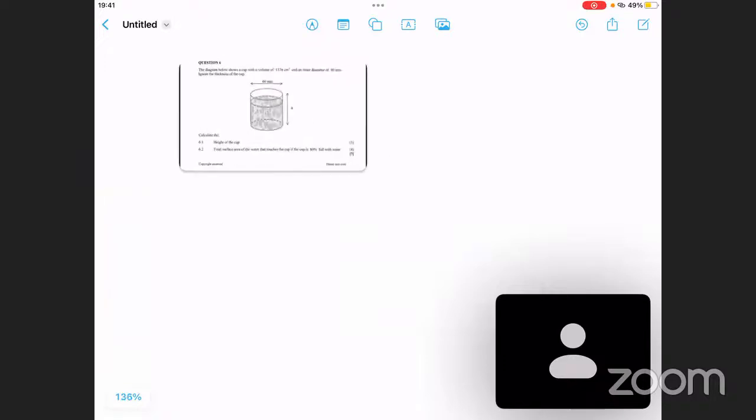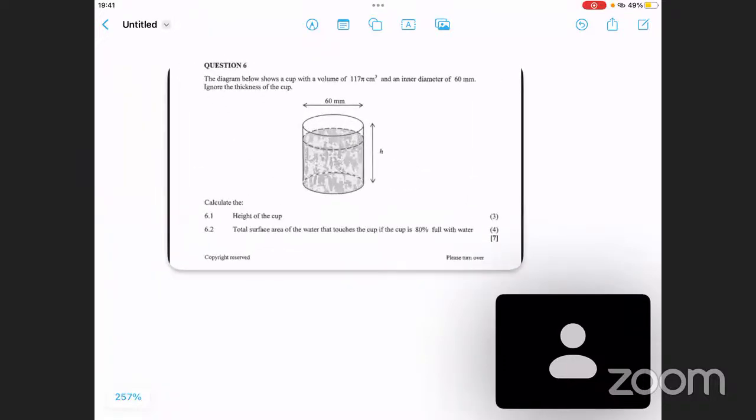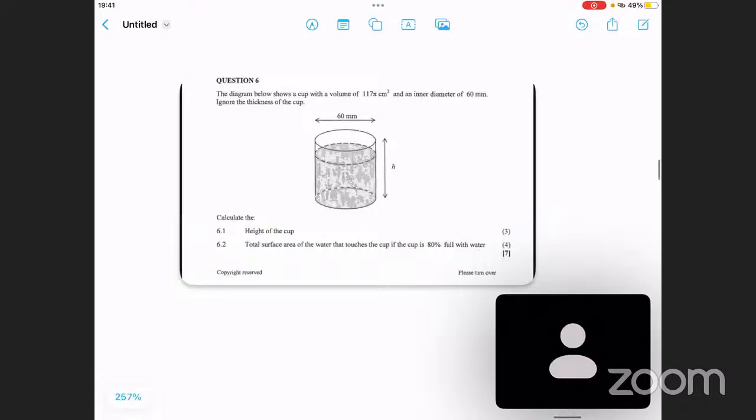Now let us come back to that question. We'll give you guys an opportunity to work it out. This question is allocated 3 marks. They want the height of the cup.